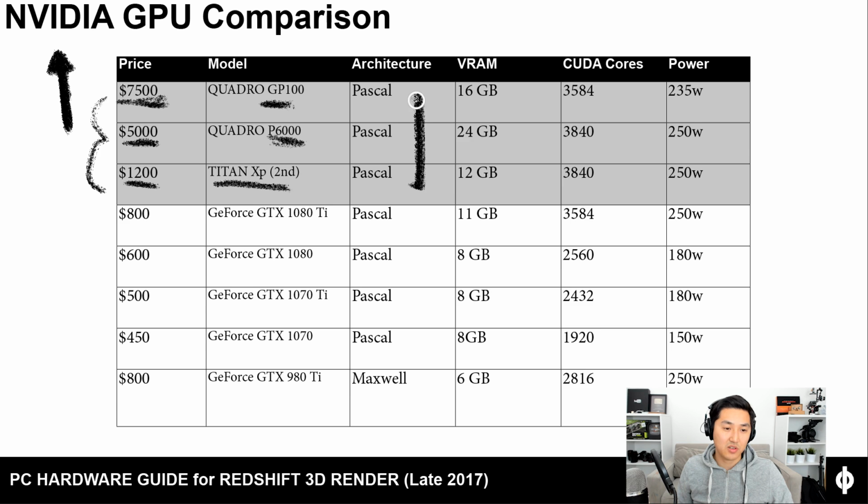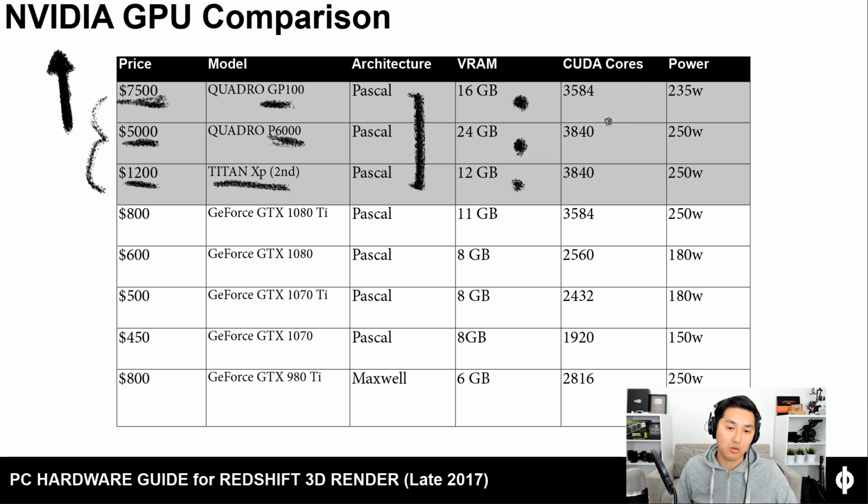And the most expensive card and the newest has 16 gigabytes of video RAM. The next one, the P6000, has 24, and then the Titan XP, which there's a Star Wars version of, which I've considered looking into, has 12 gigabytes of video RAM, and we'll talk about that more and what that means in the next slides.